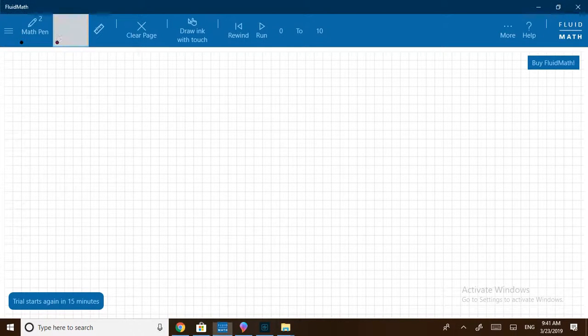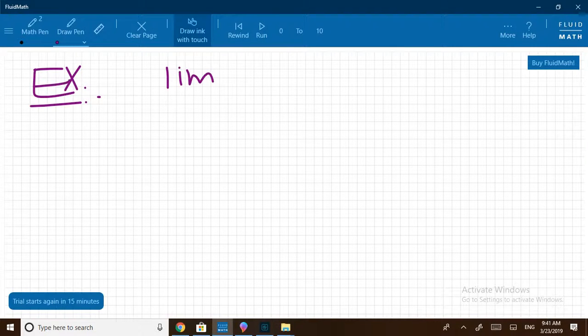Okay, the next exercise is the limit as x approaches 0 of (1 by x) raised to the power 10x, since it is an infinity form.